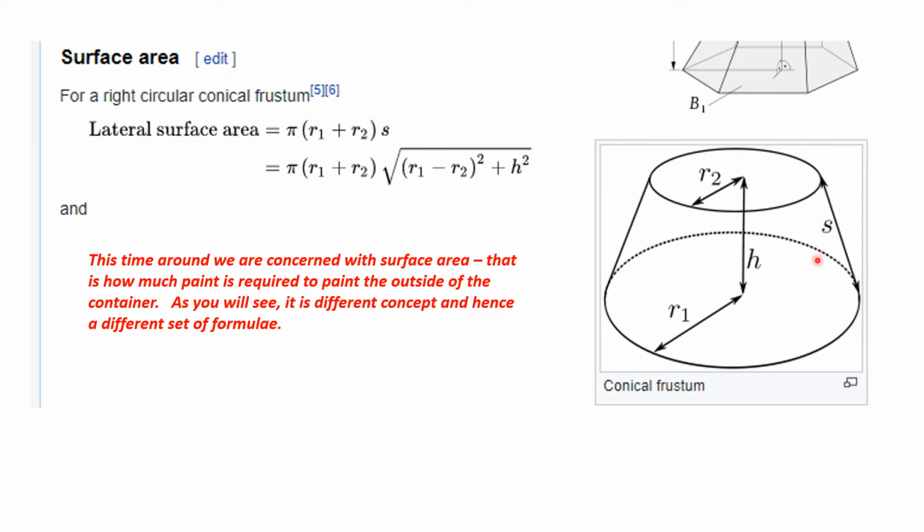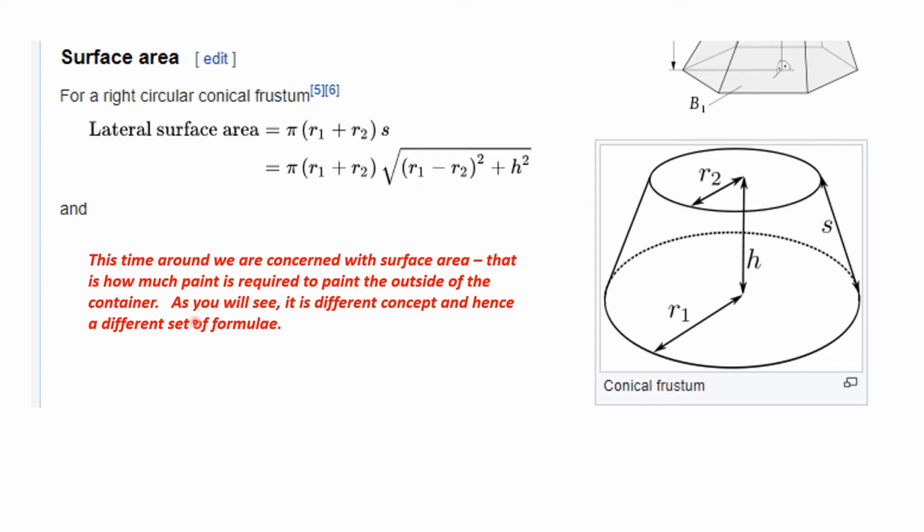Now if you dropped this perpendicular here and thought about it for a while, you would realize that s, that distance, is also the square root of (r2 minus r1) whole squared plus h squared, where h is the height at which you cut the right circular conical frustum off. And so this is a formula that you have, and we're going to be using this formula in the midst of one of our proofs, because the way we slice things will make it look like a frustum.